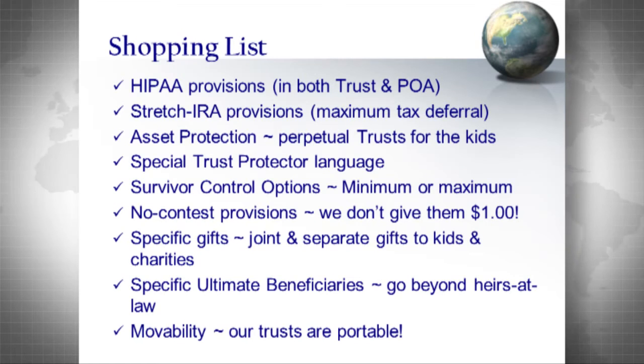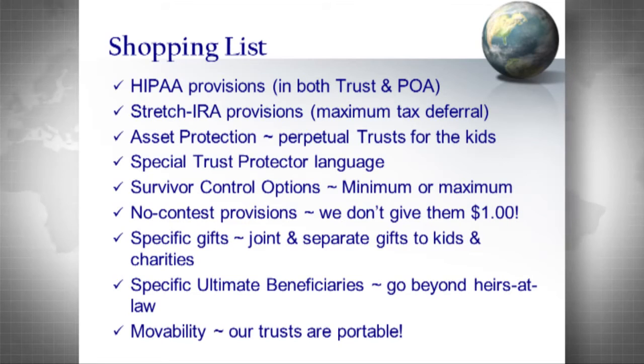We also allow our clients to create specific ultimate beneficiaries. In other words, if the clients, their children, their grandchildren, all of their lineal blood descendants perish, the automatic default is not simply heirs at law, but we give clients the ability to select individuals, family members, friends, charities, foundations as the ultimate beneficiaries of their trust estate.